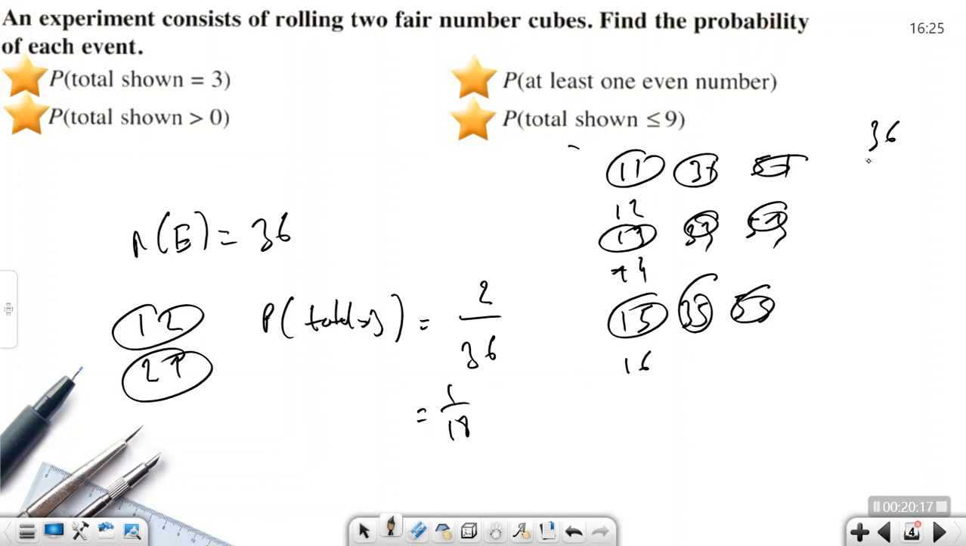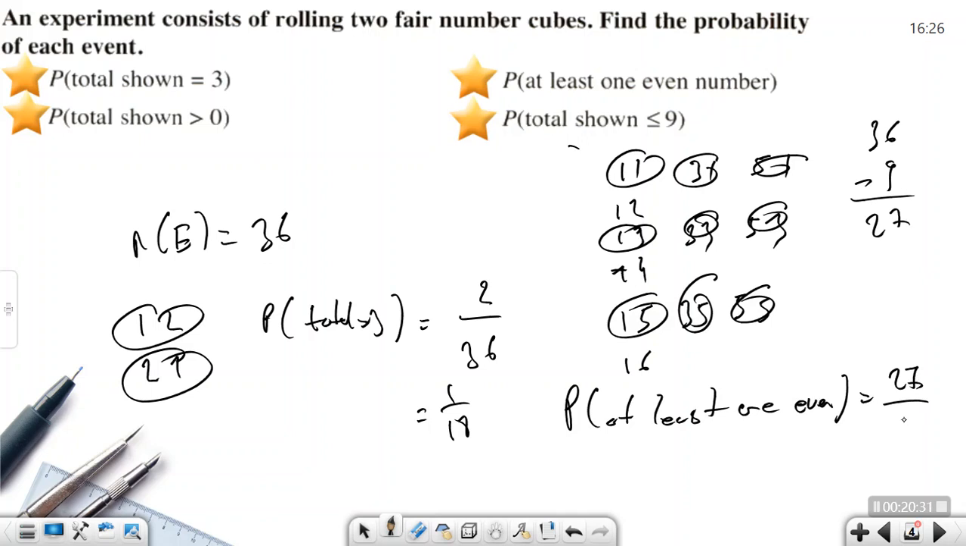So I have 36 elements. If I take away these 9, 27 elements are left. The probability of at least one even is 27 over 36, which equals 3 over 4, or 0.75.